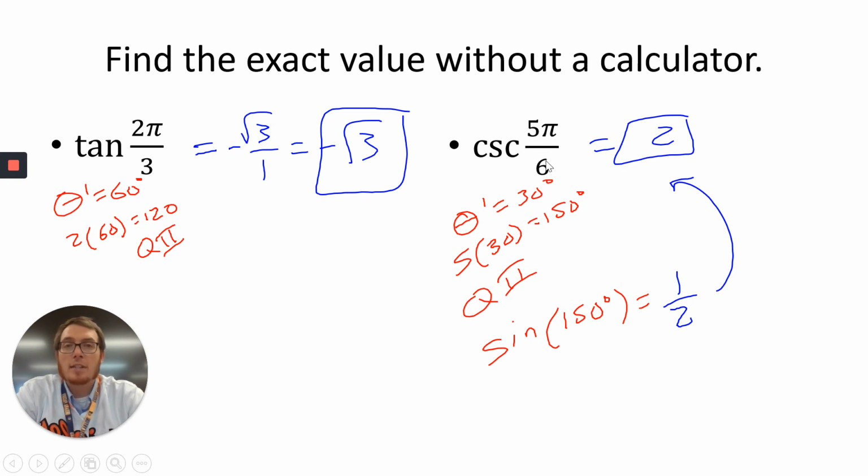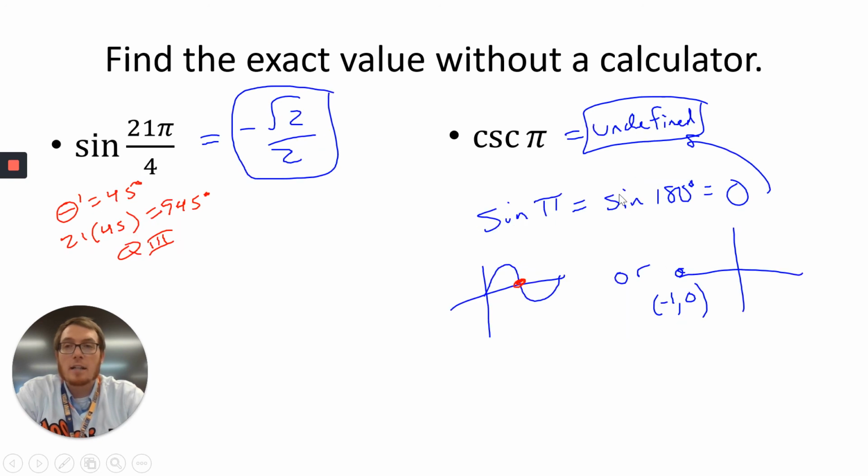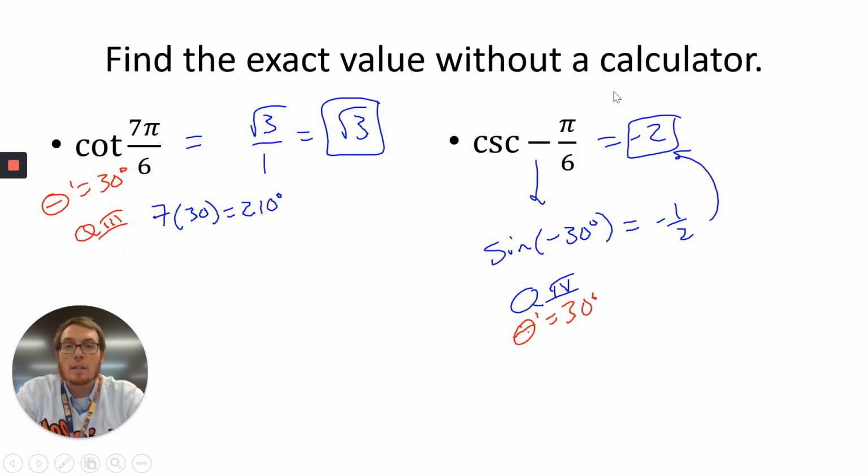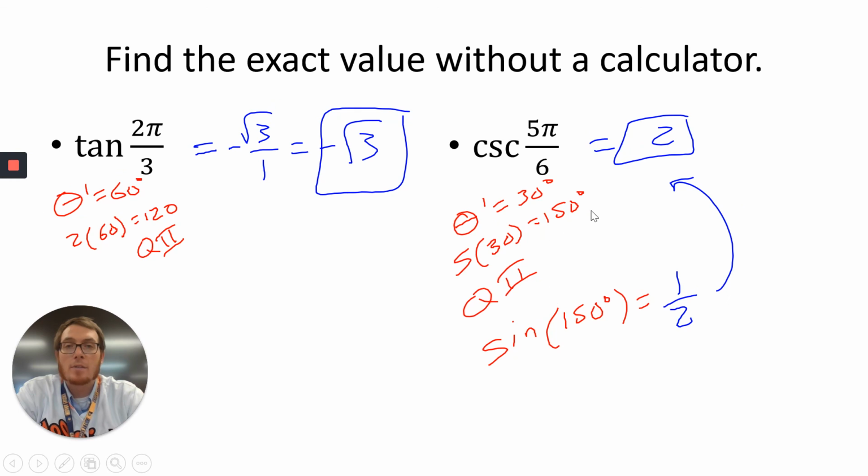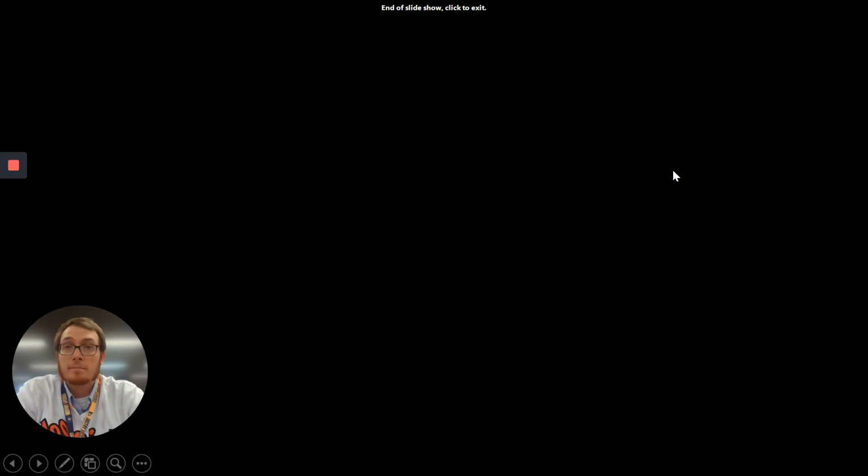Cosecant of 5 pi over 6. Pi over 6 is 30 degrees. 5 times that would be 150, so that's in quadrant 2. And sine of 150 is pretty similar to the cosecant question we did earlier. That one was negative 30 degrees, and it was negative 1/2 because it was in quadrant 4. So ours is similar, but it's positive because it's in quadrant 2, and then cosecant would be its reciprocal.